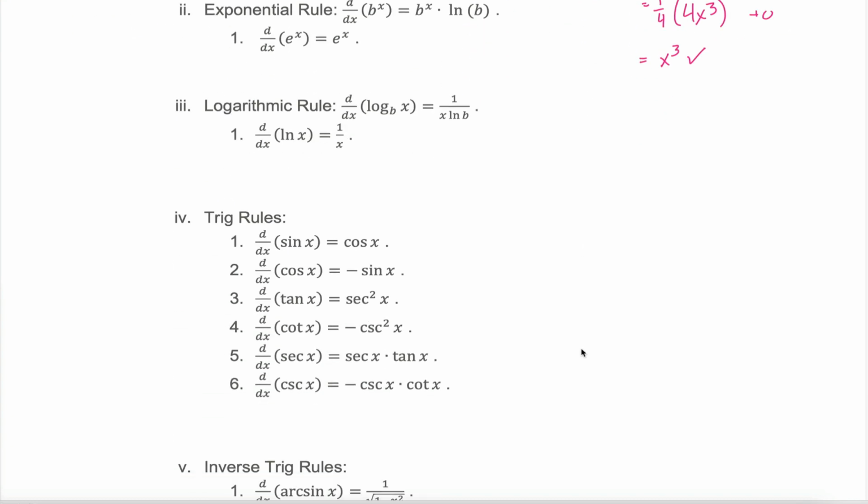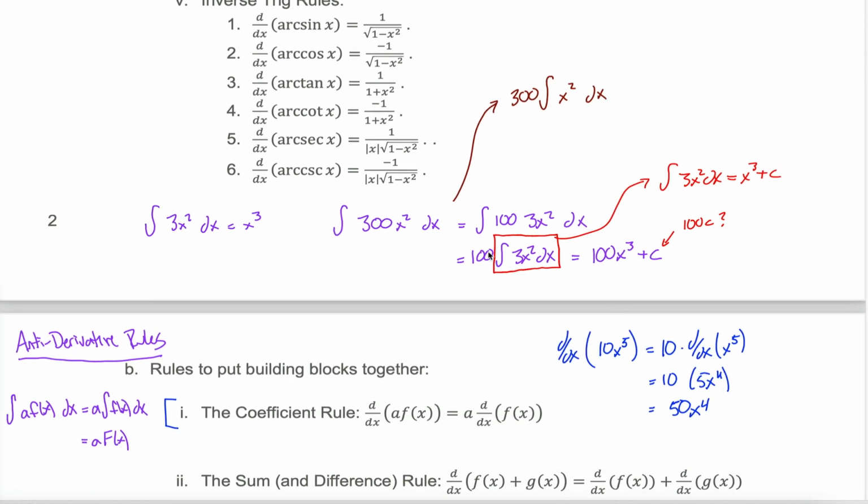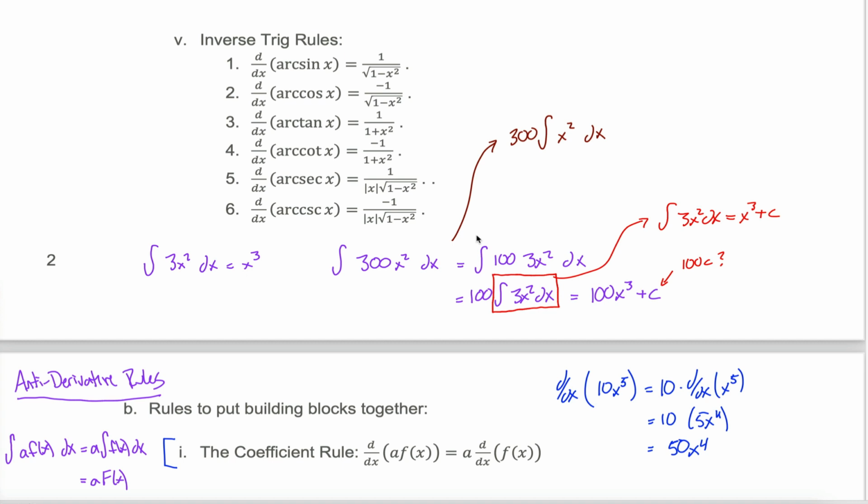Before I end this video, let me take you back down here to this example, the antiderivative of 300x squared, and let's solve that in a way that'll end up being more efficient. Rather than recognize that 300 is 100 times 3, and we know the antiderivative of 3x squared, let's take the entire coefficient 300 and bring that out in front of our integral symbol. Instead of the antiderivative of 300x squared dx, we got 300 times the antiderivative of x squared dx. What's that going to be equal to?